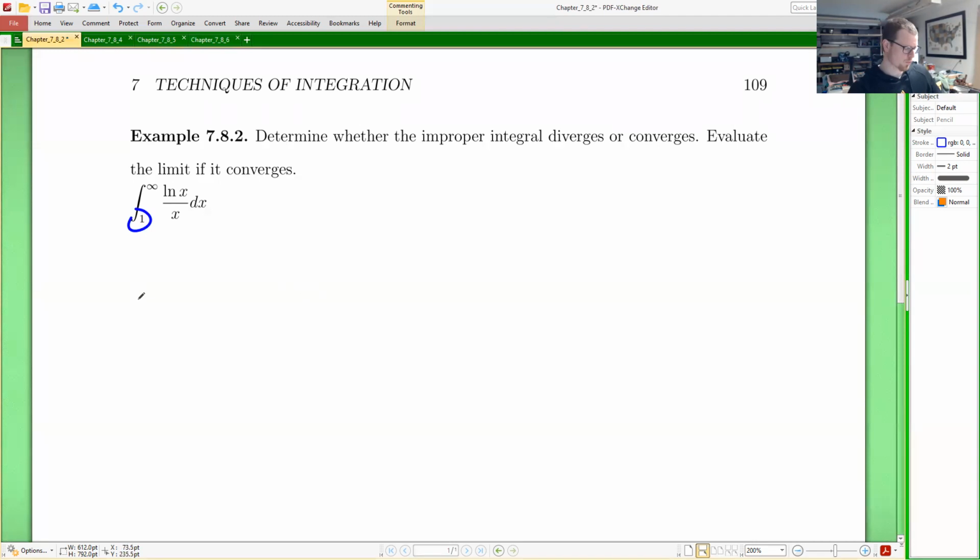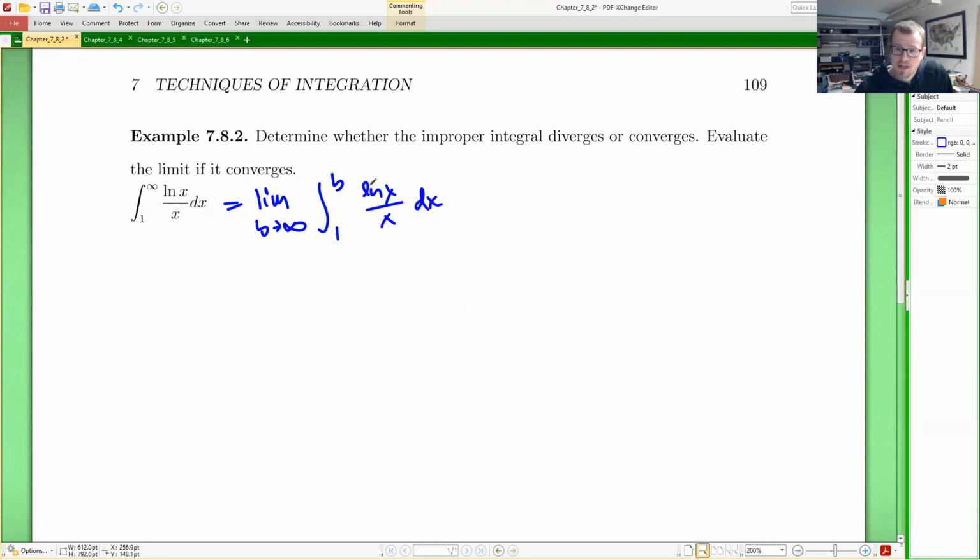However, it only goes down to 1. So the infinite discontinuity is not a concern with this example. But what is a concern is that infinite integration bound. So let's see here, how do we handle this? Well, what we do is we use limits, right? We're going to say that this is the limit as b approaches infinity of the integral from 1 to b of the natural log of x divided by x dx.